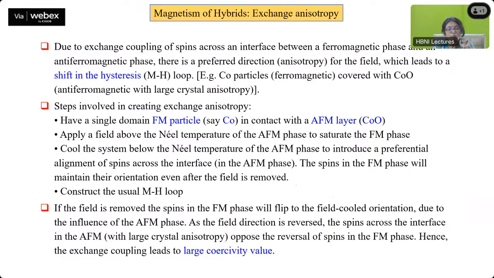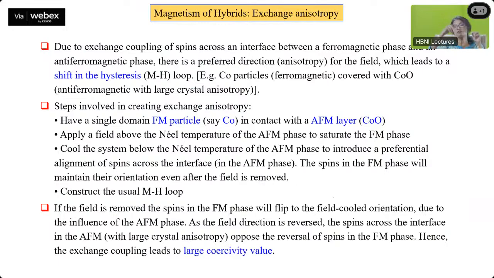So due to exchange coupling of spins across an interface between a ferromagnetic phase and an antiferromagnetic phase, there is a preferred direction for the field, and this leads to a shift in hysteresis or the MH loop. Now we are talking about something known as exchange anisotropy.